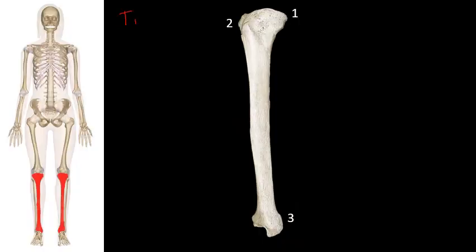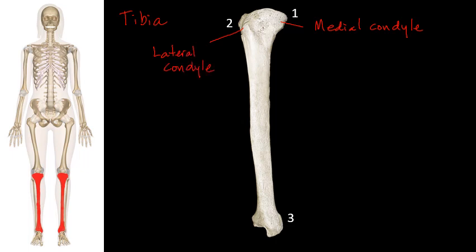Okay, so here we have the tibia. And the main components that we're going to need to know for this are going to be the medial condyle, and the lateral condyle. And right over here, medially, we have the medial malleolus, or hammer.